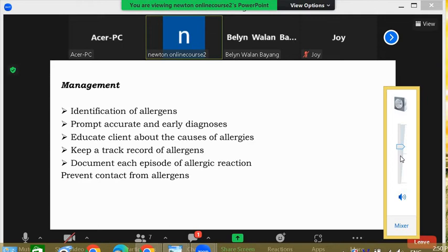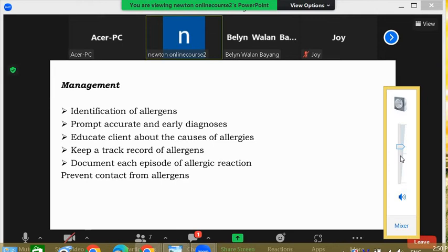And also if you identify that the patient has a food allergy, you have to educate the person regarding that. For example, if the patient has an allergy to seafood, you have to tell the patient not to eat seafood. Because of the seafood you got allergies. Try to educate the patient.